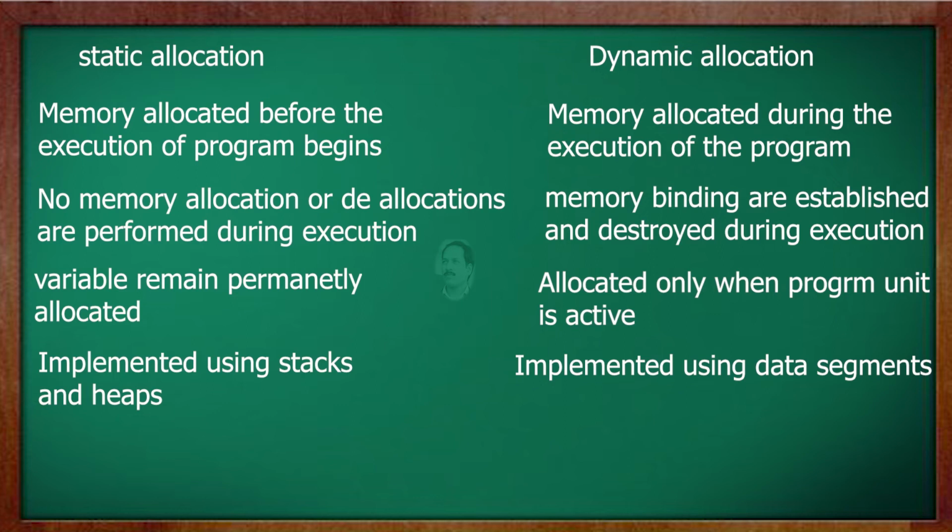Memory is allocated only when the program unit is active. Whenever we want variable memory space, only at that time the memory is created. Otherwise it is not permanently allocated. But in static allocation, once you define it, whether you use it or not, it will be active throughout the program. Dynamic memory allocations are implemented using data segments. So these are the differences between static and dynamic memory allocation.